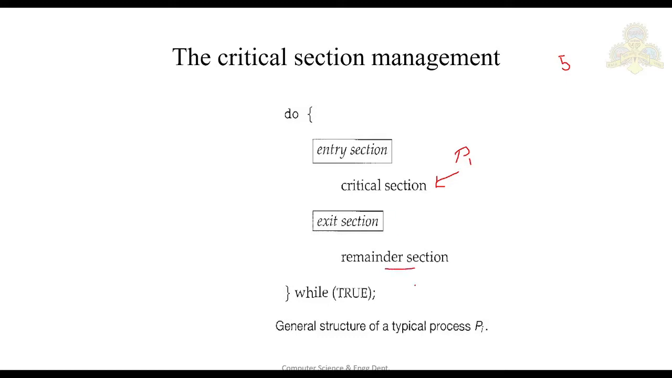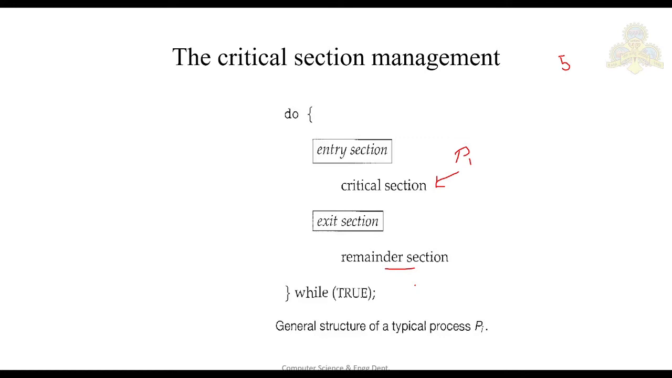So in the last class we had seen the producer consumer problem. There we were accessing a count variable. In the producer process, count was incrementing by 1, and in the consumer process, count was decrementing by 1. We had seen that the count variable is a shared variable between the producer and the consumer process. Now that count variable is nothing but your critical section.